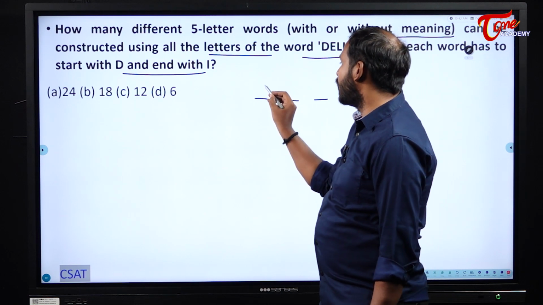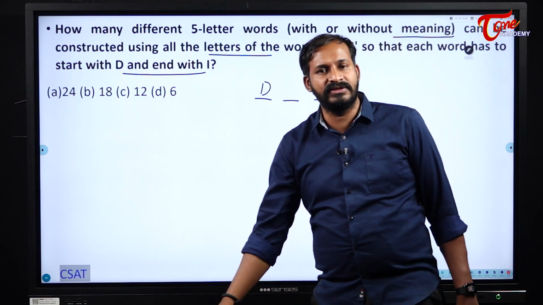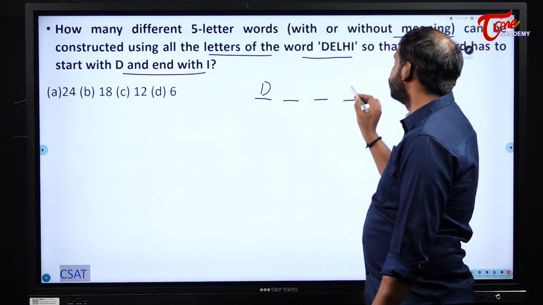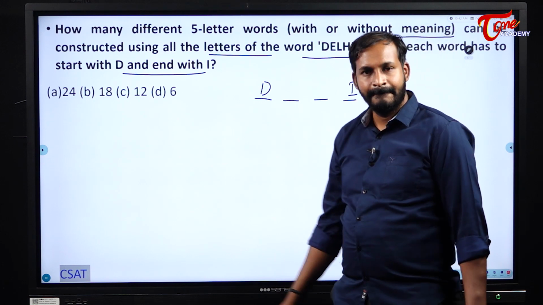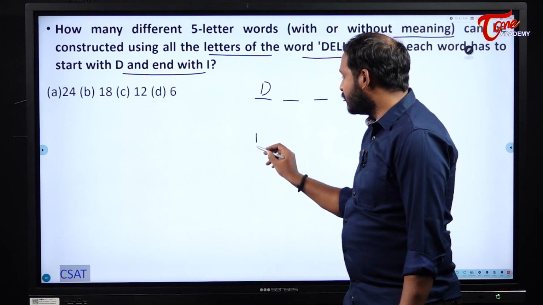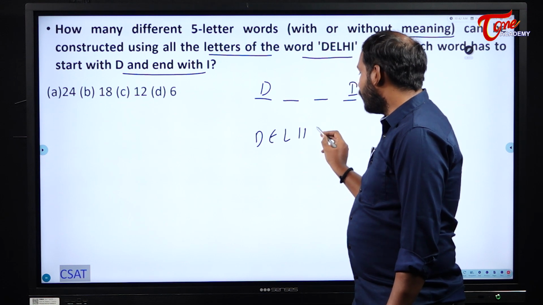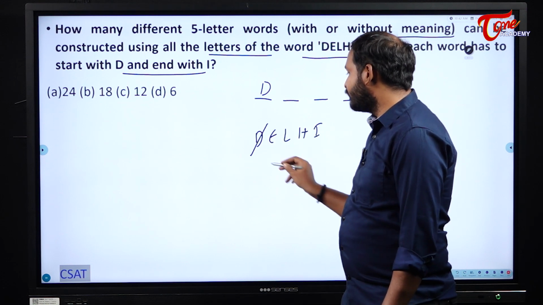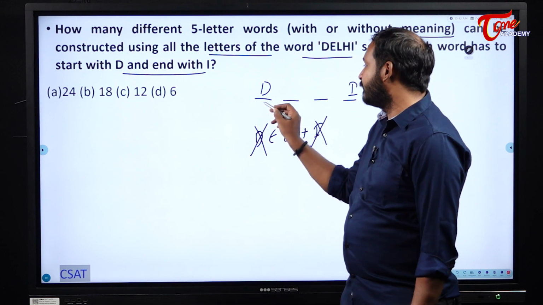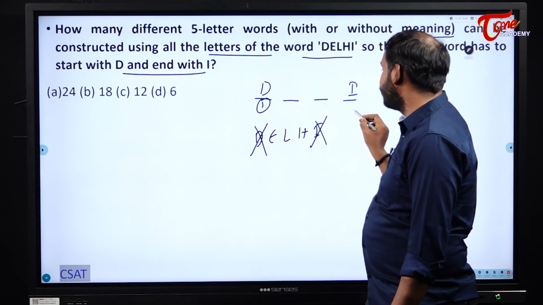Each word should start with what? D. And each word should end with what? I. Okay, so actually we have 5 letters. Each word should start with D and end with I. That means how many chances will I have here? 1 chance here and 1 chance here.